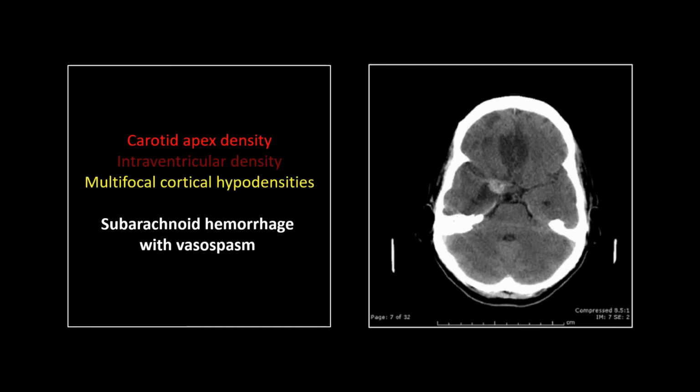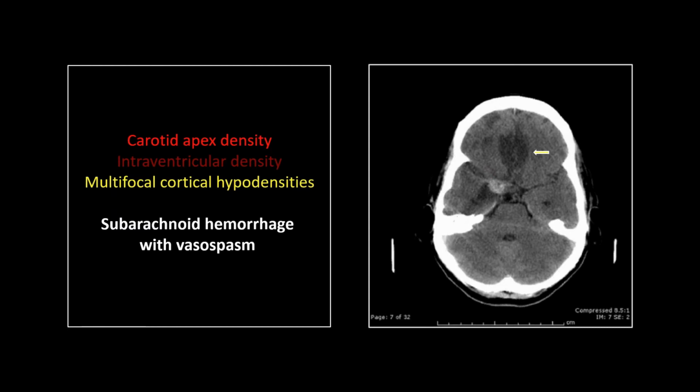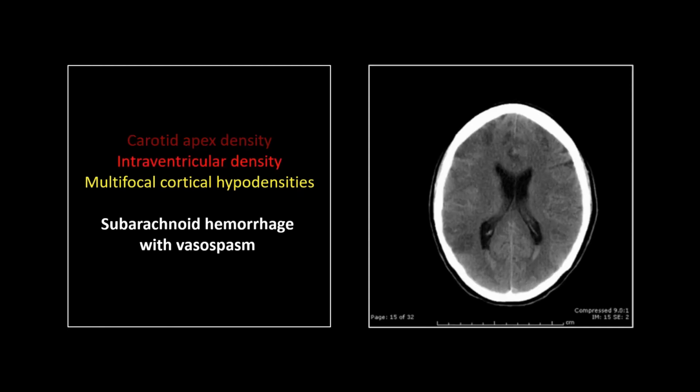This one's pretty striking. So there's a rounded density here at the carotid apex that looks for all the world like acute hemorrhage, and probably some sulcal density there as well. There's also multiple locations of cortical hypodensity. You can see it in the medial right temporal lobe as well, frontal lobes, and really throughout the brain. See patchy involvement, all these hypodensities seen all throughout.